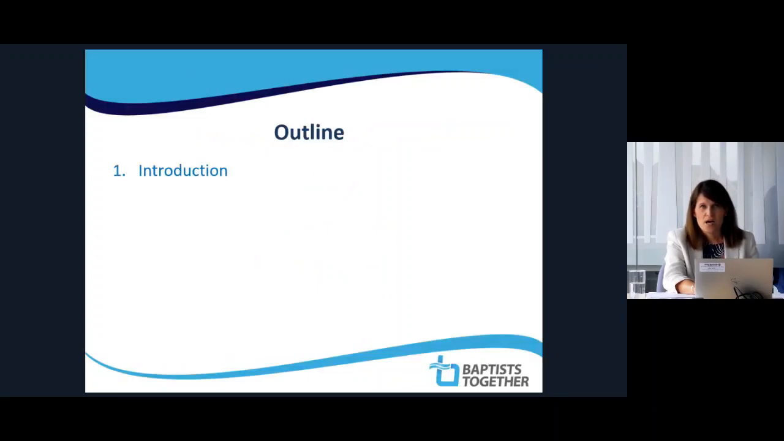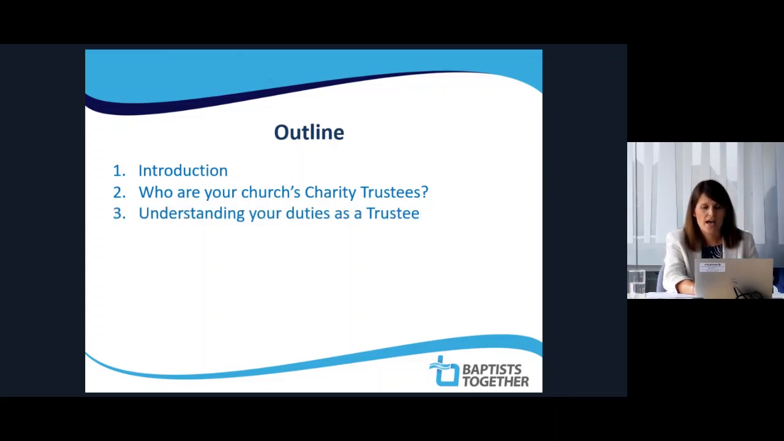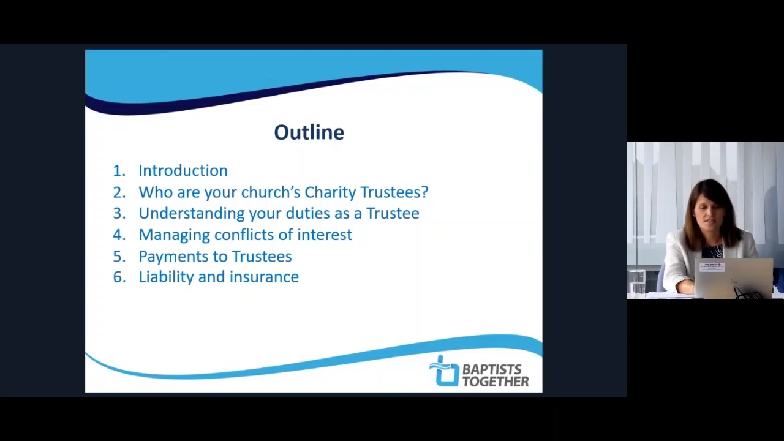So today I'm going to run through these things. I'm going to give an introduction to being a charity trustee and then think about who the charity trustees are likely to be in your church context. We'll talk about the duties that you'll have as a charity trustee and managing conflicts of interest, which often crops up in church situations. We'll talk about payments to trustees and we'll look at liability and insurance, and also serious incident reporting to the Charity Commission, and where you can go for help if any of these items cause you difficulties in the day-to-day running of the church. And as I said, at the end, there'll be a time for questions.